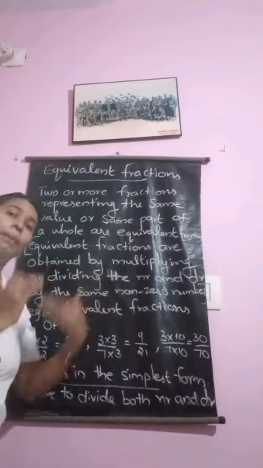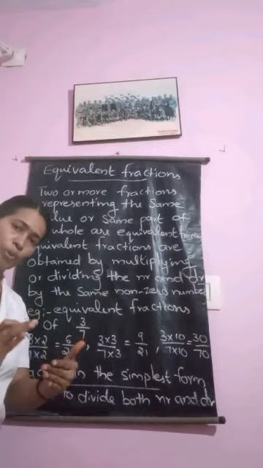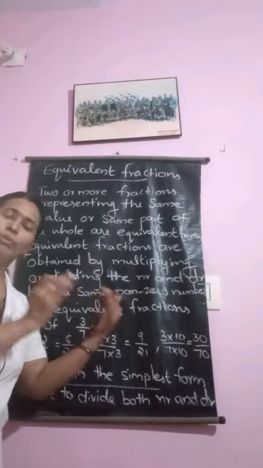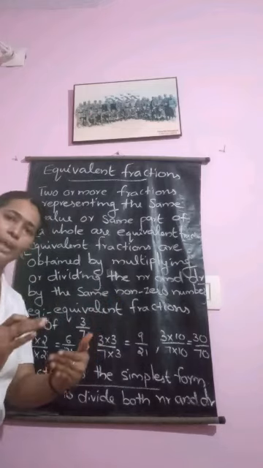Similarly, 100 by 200 means out of 200 you got how many marks? 100 marks. Both are the same, no? 50 by 100 is the same as 100 by 200. They are called which one?